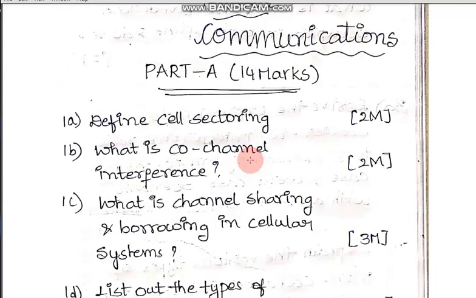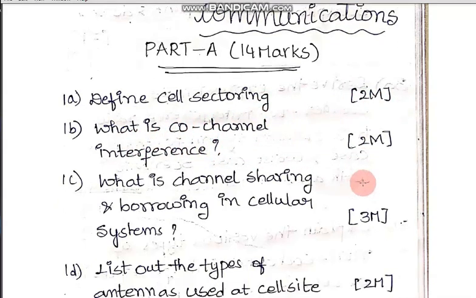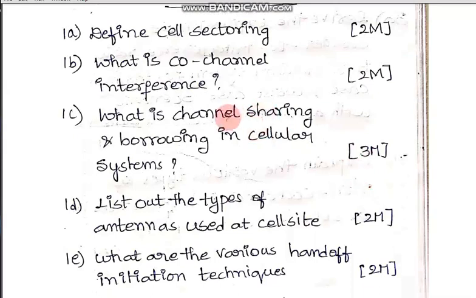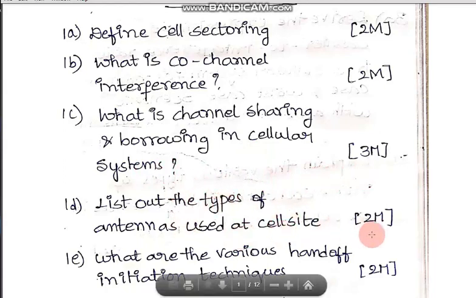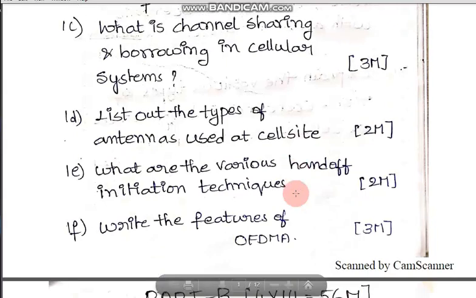Coming to set 1, from chapter 1, the first question is define cell sectoring, which is of 2 marks, and from chapter 2, what is co-channel interference, which is also of 2 marks. The third question is what is channel sharing and borrowing in cellular systems, of 3 marks, and list out the types of antennas used at cell site, 2 marks, and what are the various handoff initiation techniques, which is of 2 marks, and write the features of OFDMA.